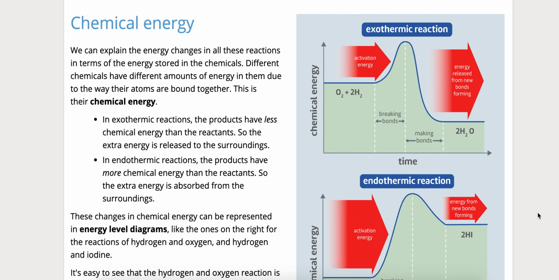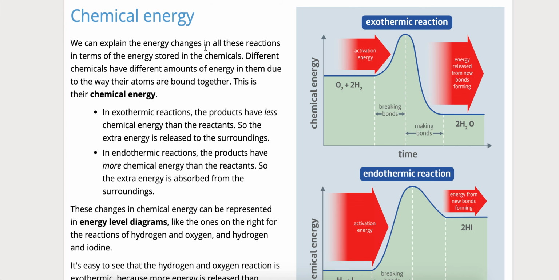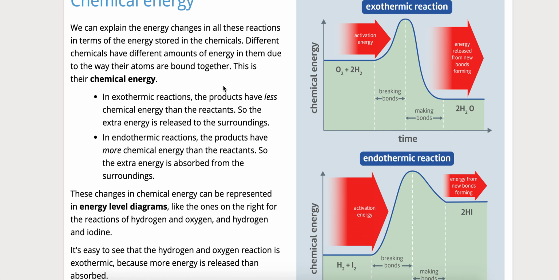Now, let's look at the chemical energy itself. We can explain the energy changes in these reactions in terms of the energy stored in the chemicals. Different chemicals have different amounts of energy in them due to the way their atoms are bound together. This is their chemical energy. In exothermic reactions, the products have less chemical energy than the reactants. So the extra energy is released to the surroundings.